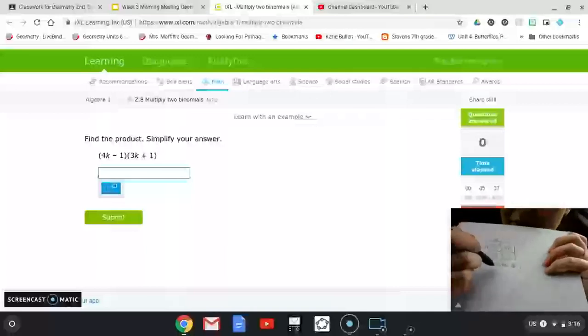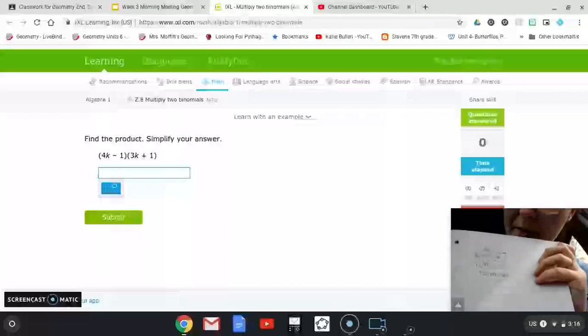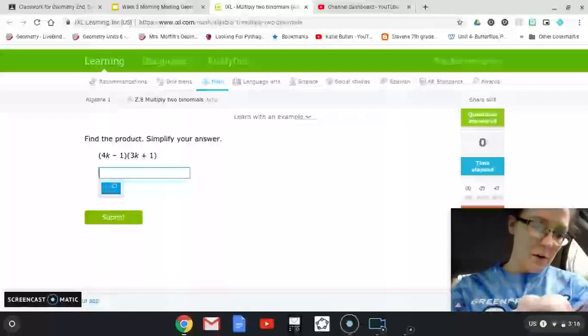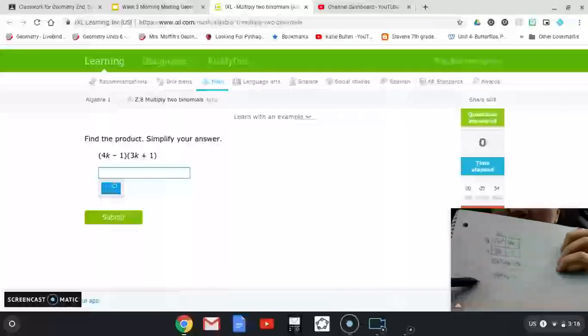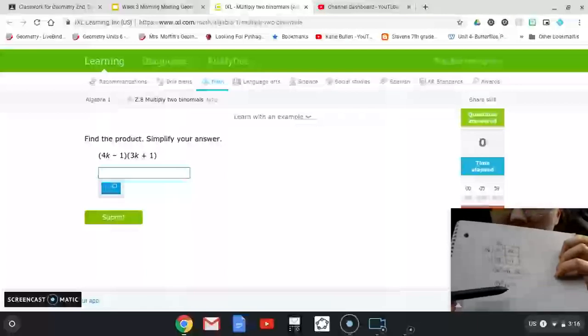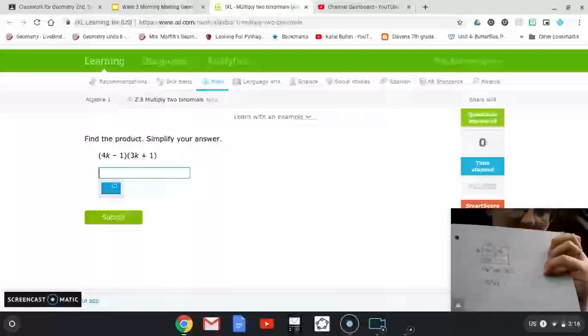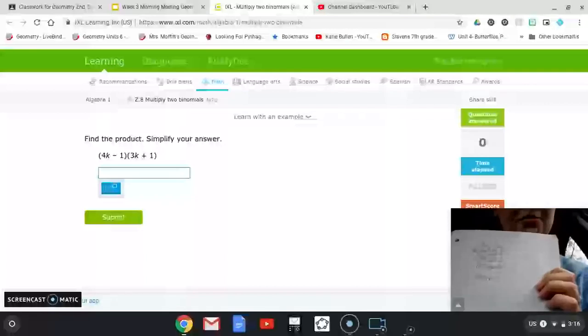The only thing that's left is to combine our like terms, right? Positive 4k minus 3k is a positive 1k. So now I have 12k squared plus 1k, or just plus k, minus 1. We have just multiplied our two binomials using the box method. This 12k squared plus k minus 1 should be our answer. Now, if you don't like the box method, you can use the FOIL method. I'm going to do this exact same problem, but I'm going to FOIL it instead.